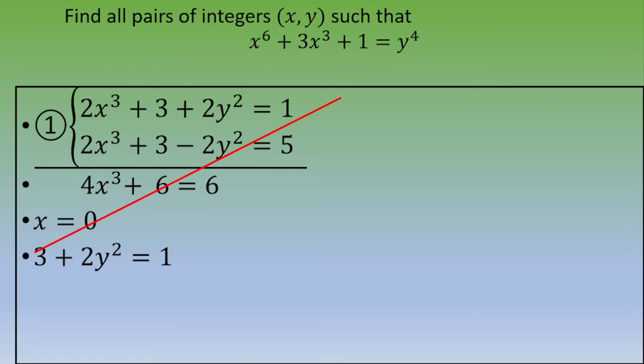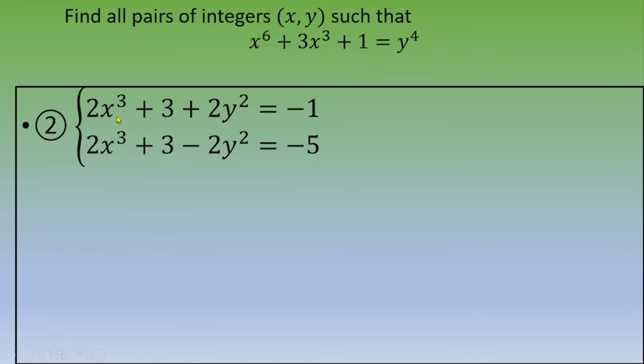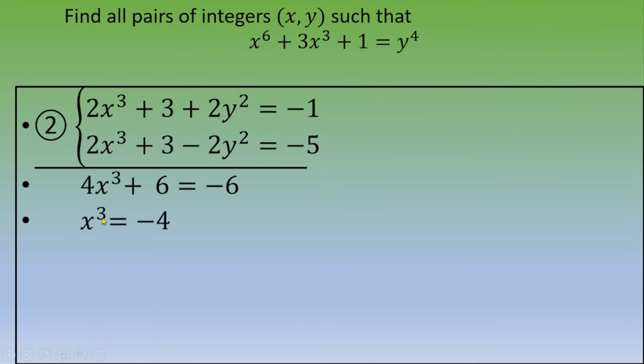Case number 2. Now, the same process, you add these two rows, and you got 4x cubed plus 6 equals negative 6. So if you put this quantity on the other side, you got x cubed equals negative 4. And once again, this is not possible because x is an integer, so there is no integer such that x cubed equals minus 4.